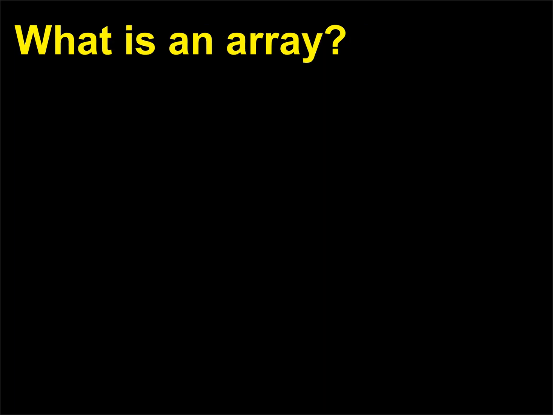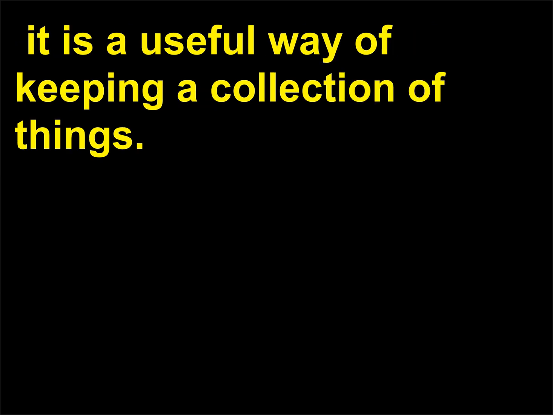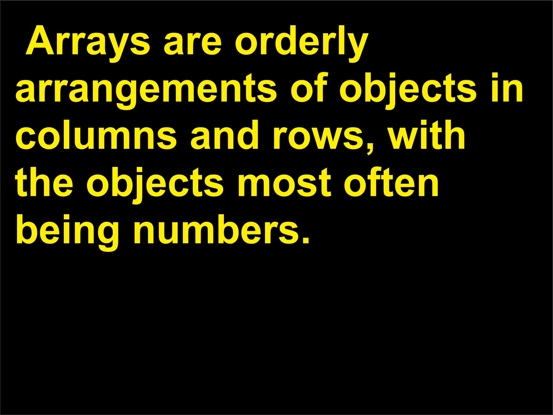What is an array? A mathematical array is a list of lists, or a rectangular arrangement of objects. It is a useful way of keeping a collection of things. Arrays are orderly arrangements of objects in columns and rows, with the objects most often being numbers.